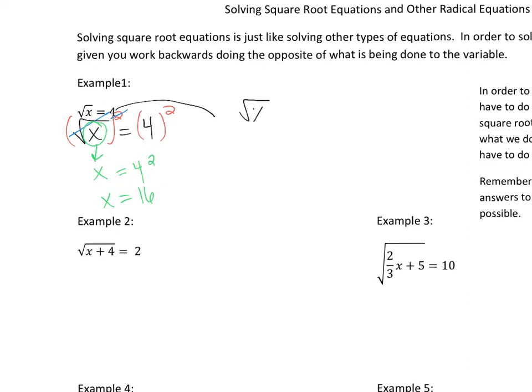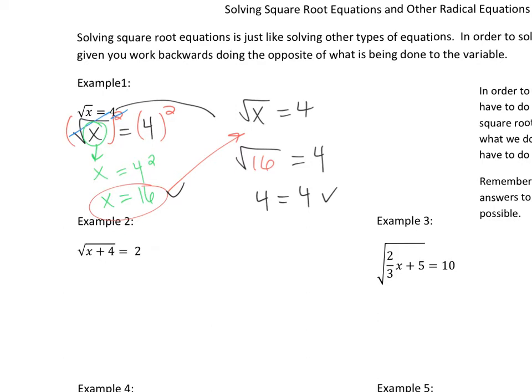Always, always have to come check. So this was my original equation. Now I'm going to plug in my x. So now I have the square root of 16 equals 4. We know that the one number that multiplies twice to itself to get 16 is 4. The square root of 16 equals 4. So this checks out. Important to realize.